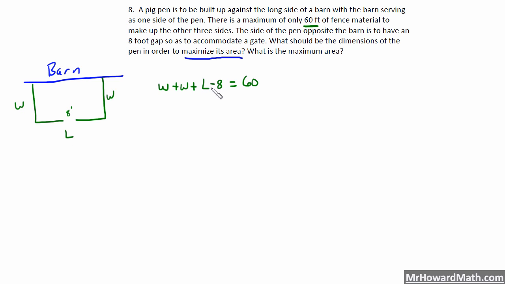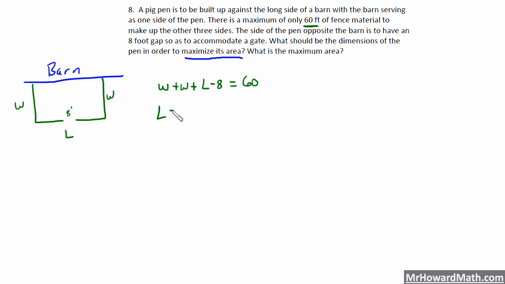You're not plus 8 because you're not using 8 feet of fence. This total dimension here is going to be 8 less than what we're showing here because of this gate that's going in. Okay, so make sure you understand that. Alright, now the next step was we wanted to solve for length in terms of W so we can get down to only one variable.